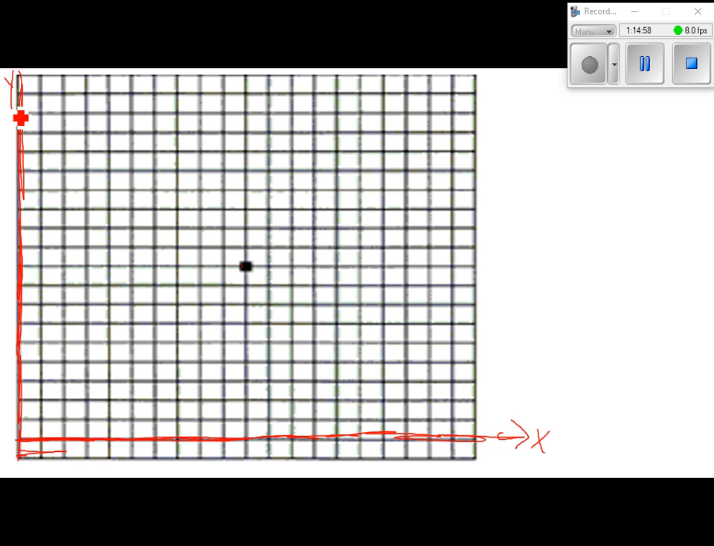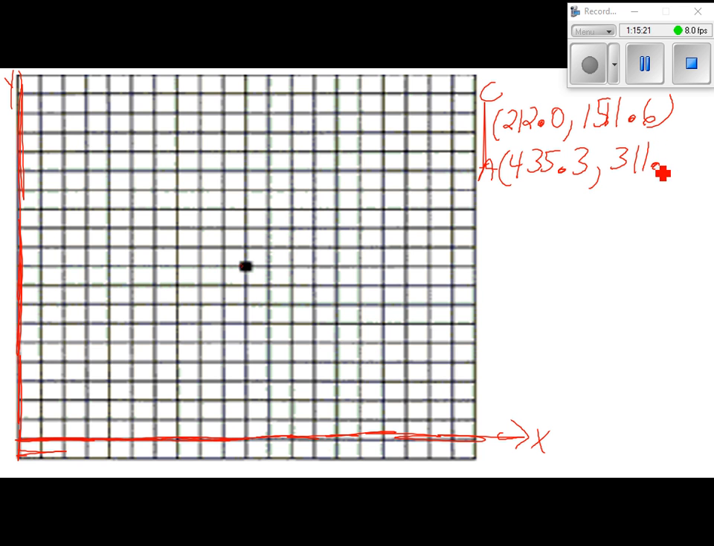Now when we do this, we have these ordered pairs: 212.0, 151.6, that was Chelsea. And Amy was 435.3 and 311.3. So we're not going to fit 212 or 151, none of those on here.